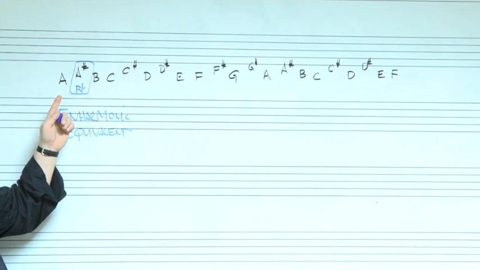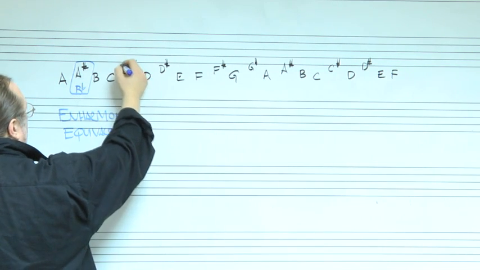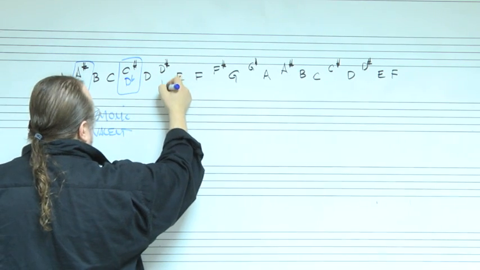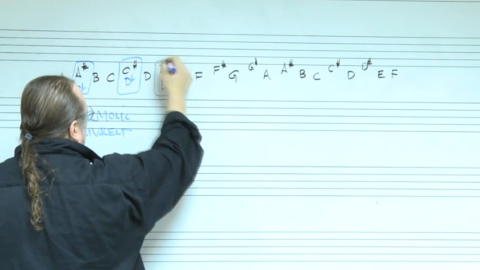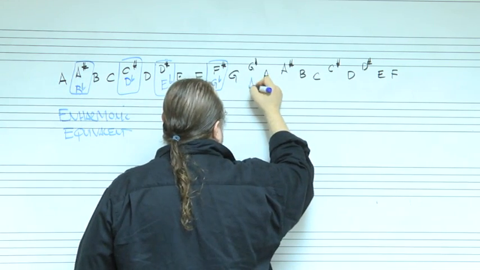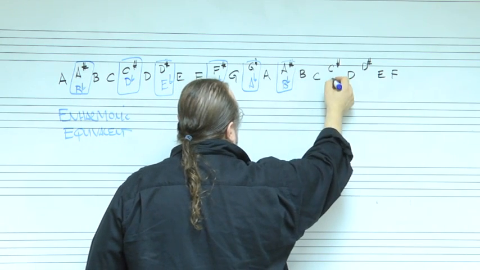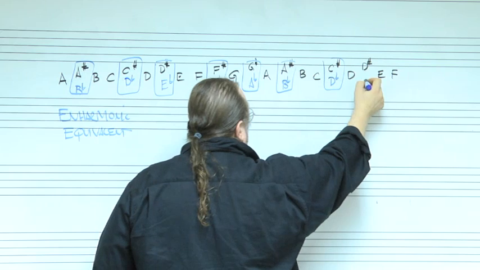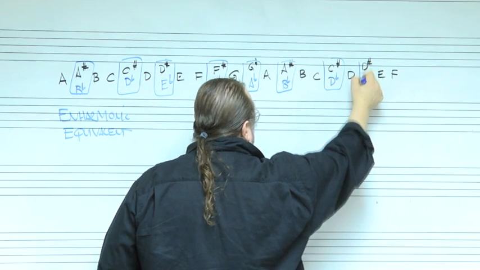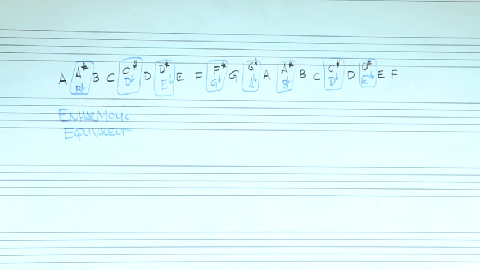Okay, so are you clear on that? A sharp and B flat are the same note? Okay, likewise, C sharp and D flat are the same note. D sharp and E flat are the same note. F sharp and G flat are the same note. G sharp and A flat are the same note. And it keeps going, right? Okay. So that's the chromatic number line we're talking about, right there.